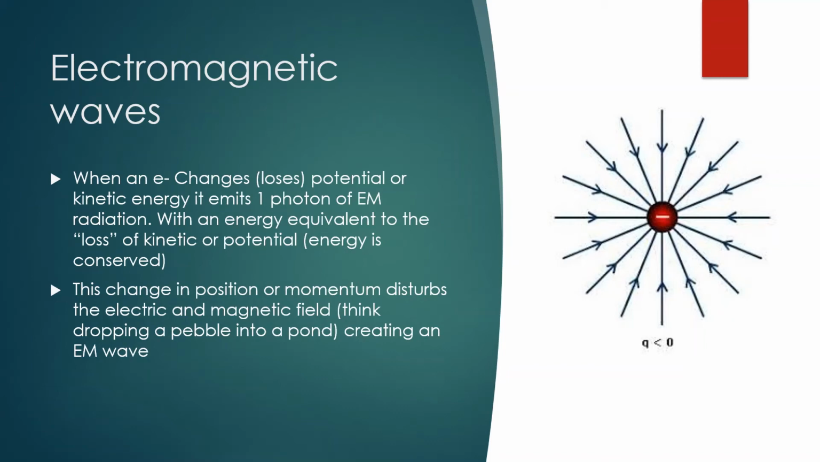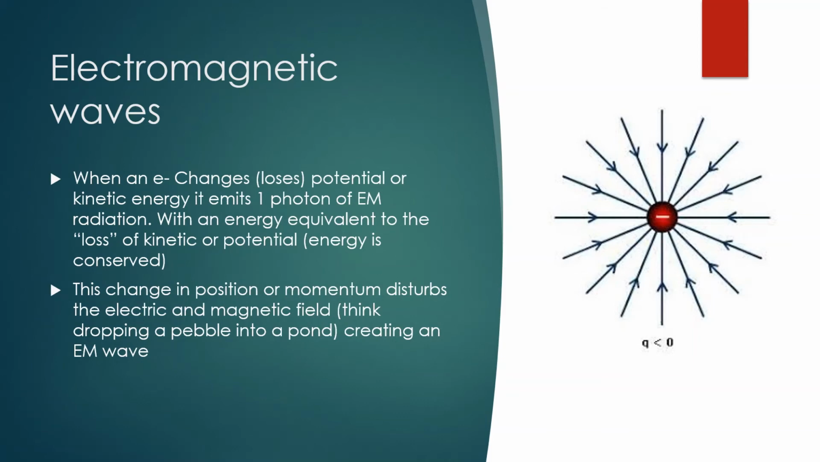So when an electron changes, as in our case, loses potential energy or kinetic energy, it emits a photon, a single photon of electromagnetic radiation. The energy in that photon is equivalent to the loss of kinetic or potential energy. I put loss in quotations because it's important to remember energy is conserved. The energy that was lost from the kinetic or potential is just converted into the energy of the electromagnetic wave, the photon of light traveling away from the electron.